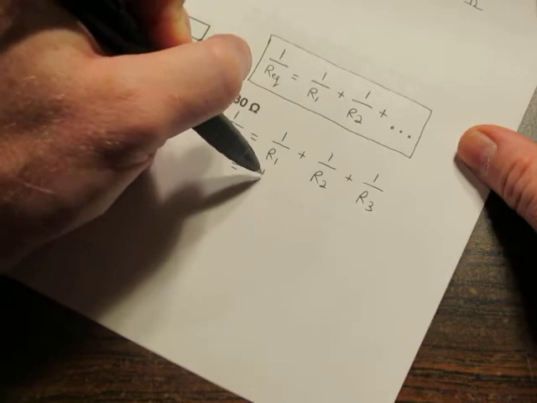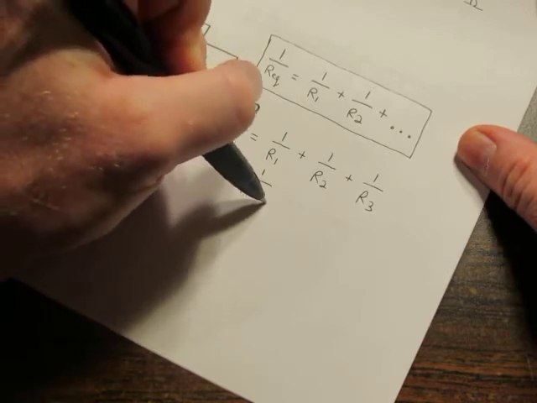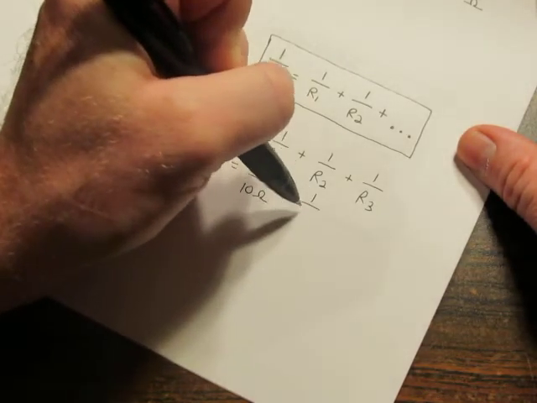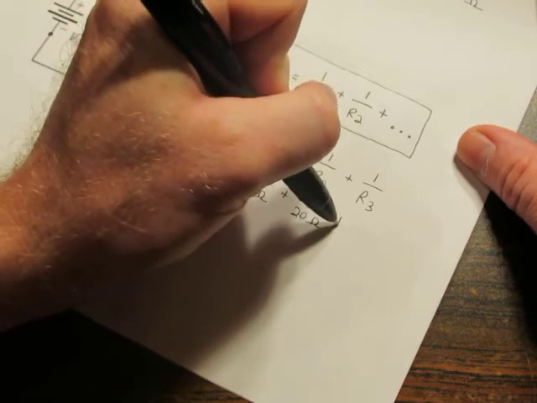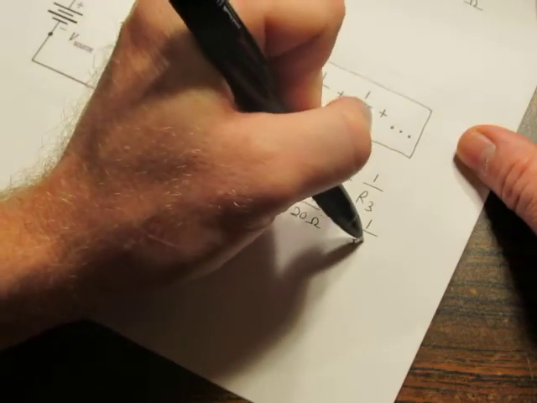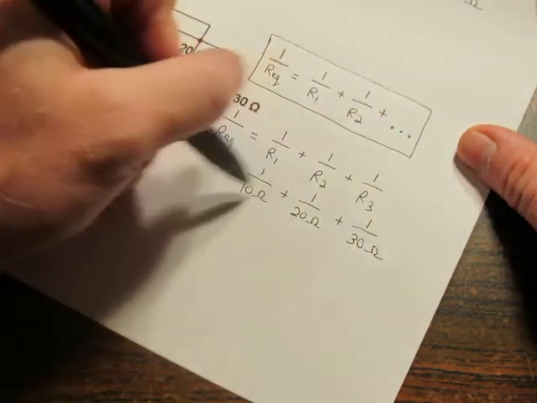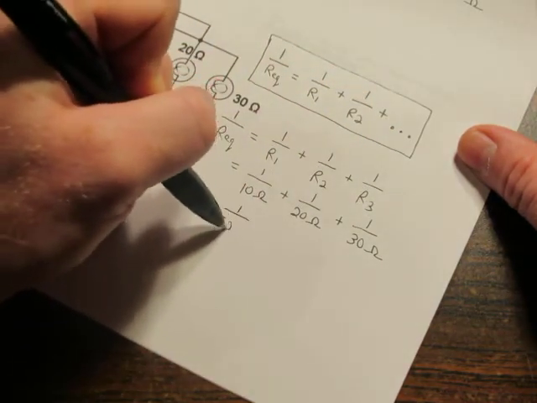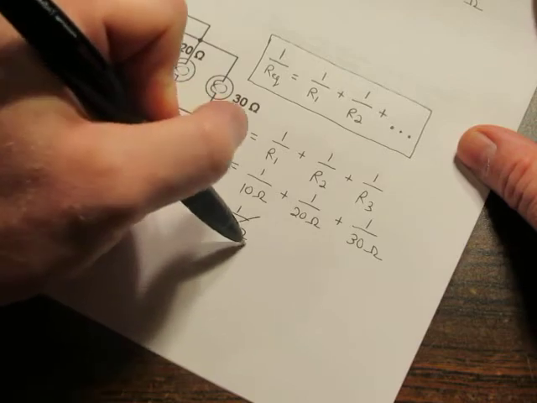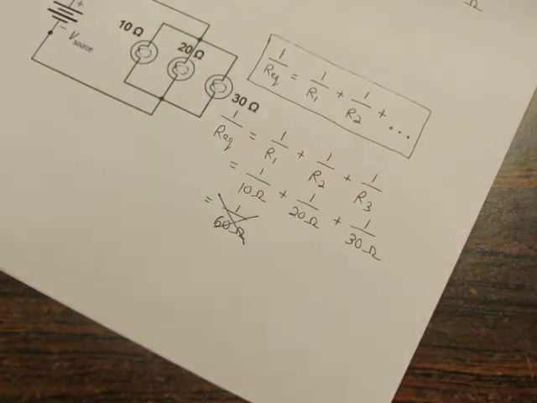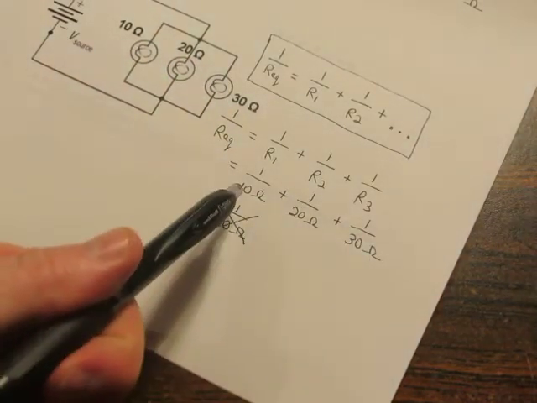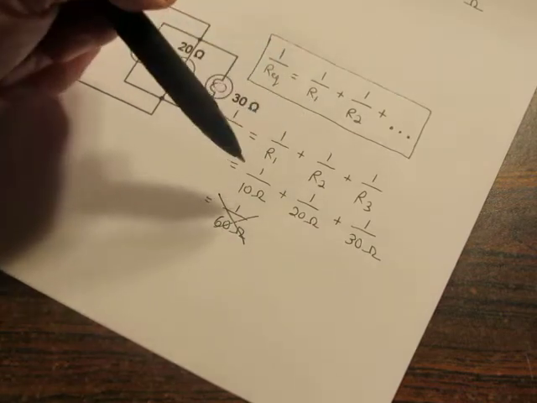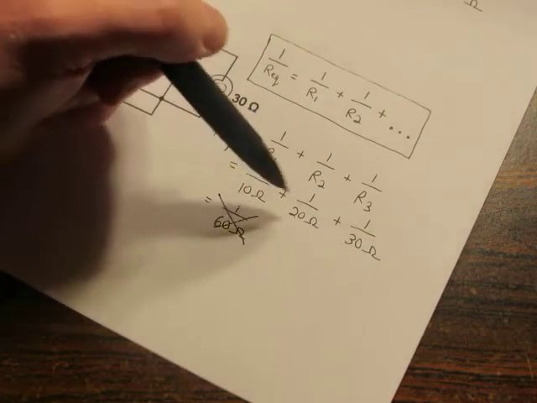Substitution line. 1 over 10 ohms plus 1 over 20 ohms plus 1 over 30 ohms. Do not add those 3 together and say it's 1 over 60 ohms. That is absolutely mathematically incorrect. You did this kind of stuff in grade 9, but they taught you to find a common denominator.